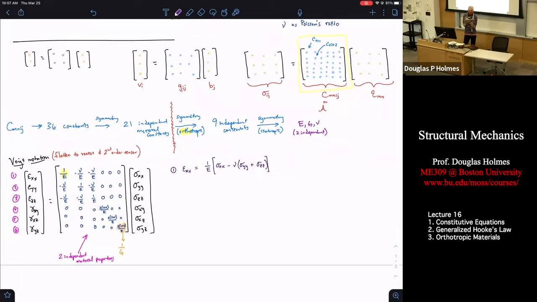What is that doing? Just to remind you of your matrix math. This thing is equal to this times this plus this times this plus this times this plus 0, 0, 0. And I factored out 1 over E and I factored out the Poisson ratio. So this equation here is this times this plus this times this plus this times this plus this times this. So let's do that again. Epsilon yy.